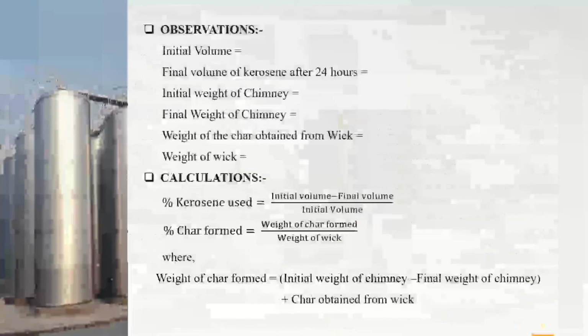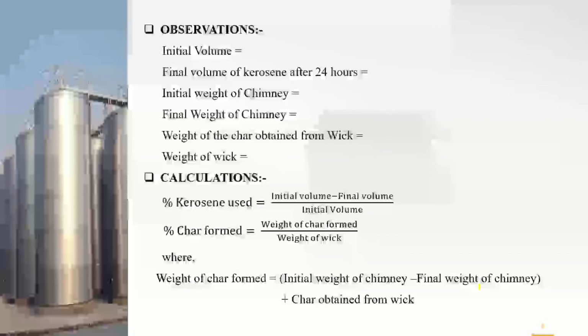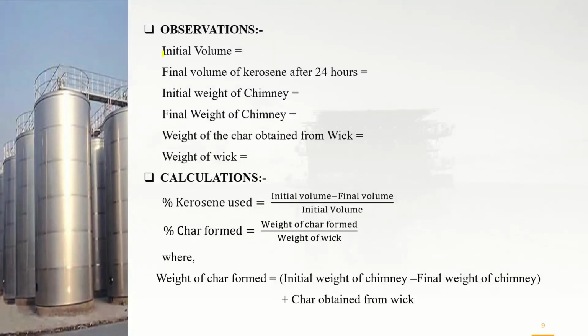These are the observations we have to make. Easily we can get the initial volume and final volume of kerosene after 24 hours. Now this will help us in calculating the percentage of kerosene used in the 24 hours. It is the initial volume minus final volume, divided by initial volume. It will give the percentage of kerosene used. The higher this value, the lower will be the quality of that oil.